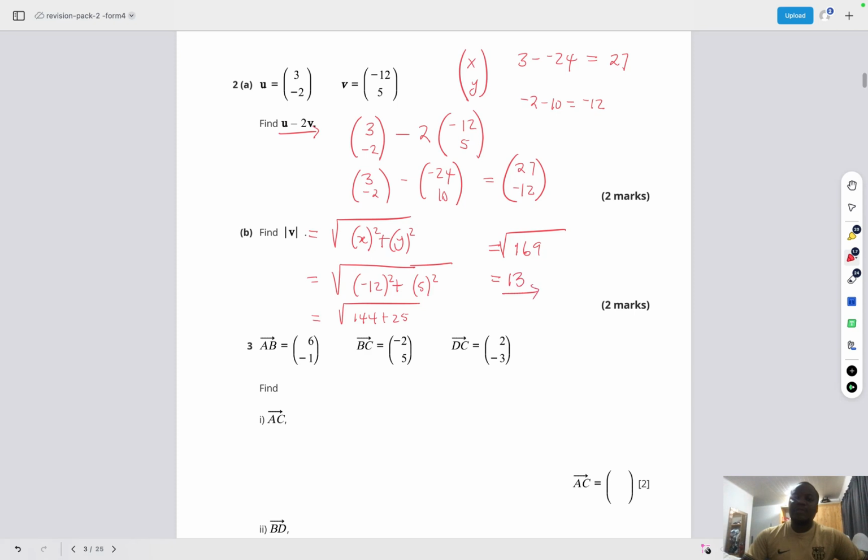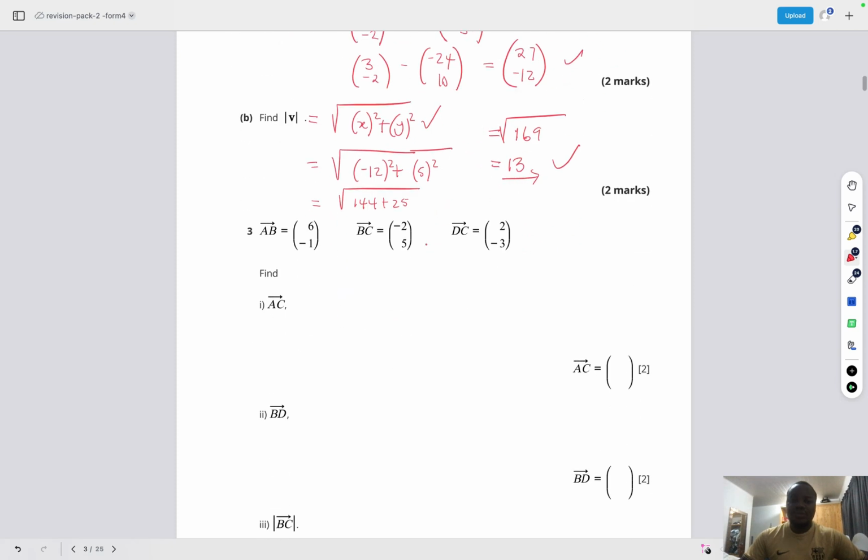So meaning the magnitude of V, or the length of V vector, is 13. So very important. What is important is to know that modulus means the length or the magnitude, and you remember this formula here. The rest is just substitution.